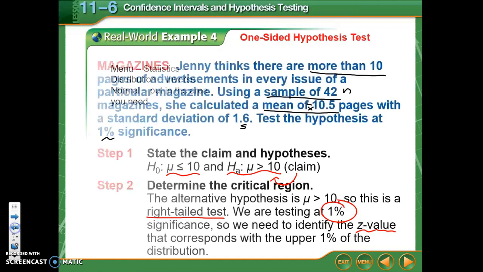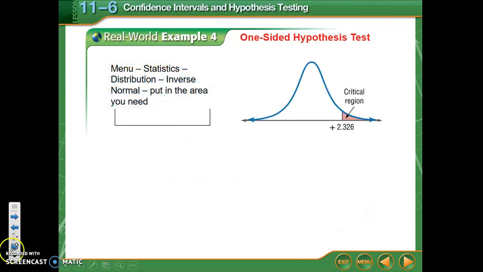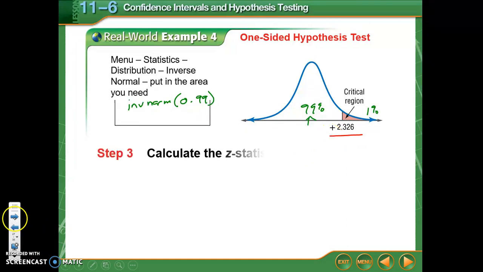In this case, since we're testing at 1% significance, we need the upper 1% of our distribution. So since I want the upper 1%, when I do this in my calculator, it's going to say inverse normal, and I'm going to plug in 0.99 because 1% is bigger than 99% of the rest of my data. So here's 99%, and here's my 1%. So I put in this number as a decimal, and it gives me this z value, 2.326.